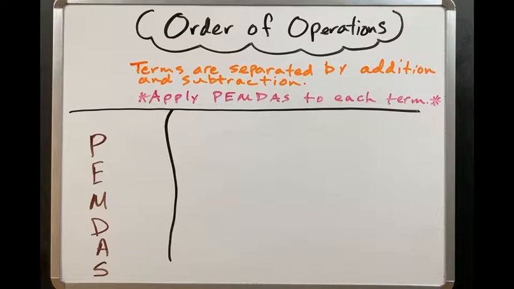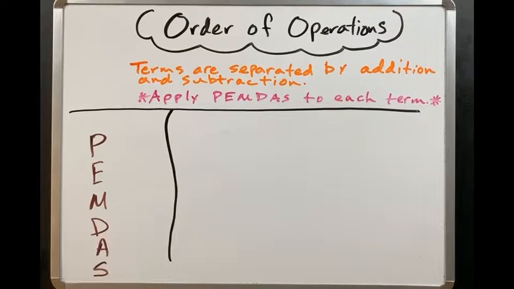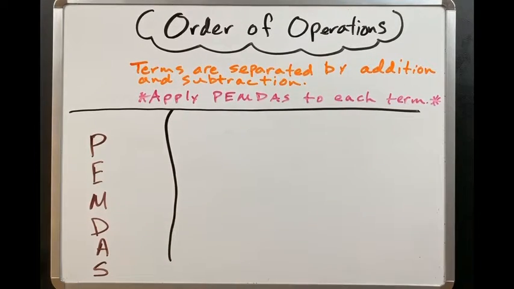So let's start with a simple problem here. First, let's review some notes I have here. We have terms are separated by addition and subtraction. And the second is that we're going to apply PEMDAS to each term. So I'm going to make those particular notes explicit in the problem solving. So pay attention.